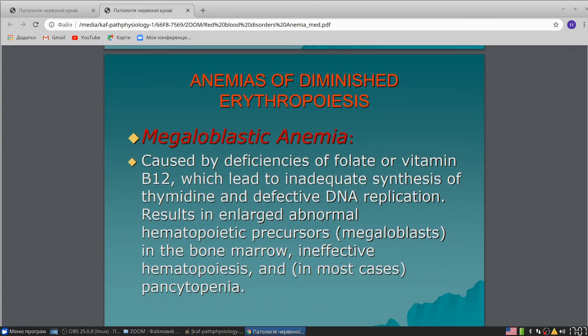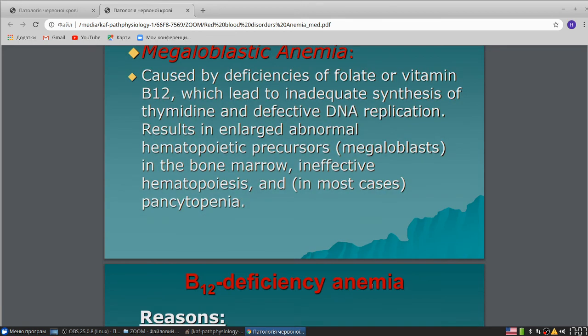Another anemia in the same group, combined with pathology of erythropoiesis, is megaloblastic anemia. It is caused by deficiency of folic acid or vitamin B12 deficiency, which lead to inadequate synthesis of thymidine and defective DNA replication. This results in enlargement of abnormal hematopoietic precursors, an increased total amount of megaloblasts in bone marrow, and ineffective hematopoiesis in this situation. In most cases there will be pancytopenia.